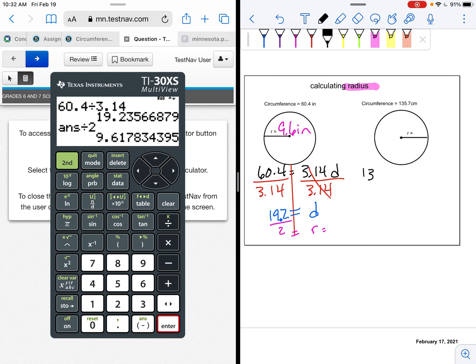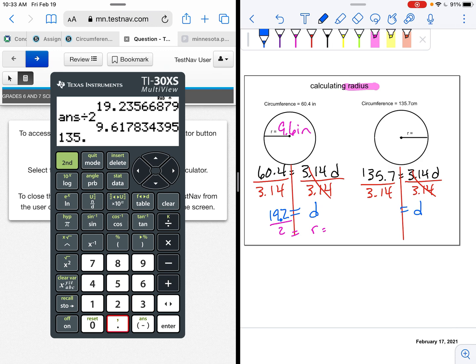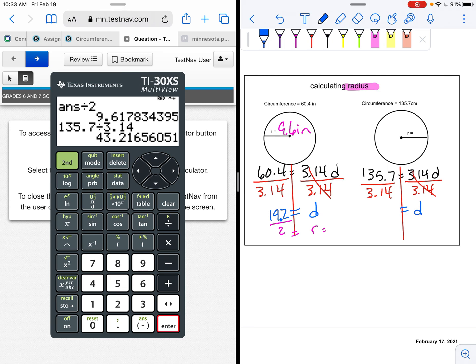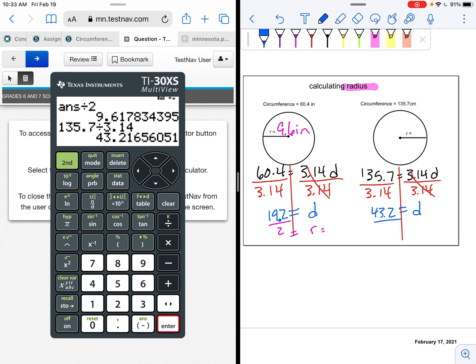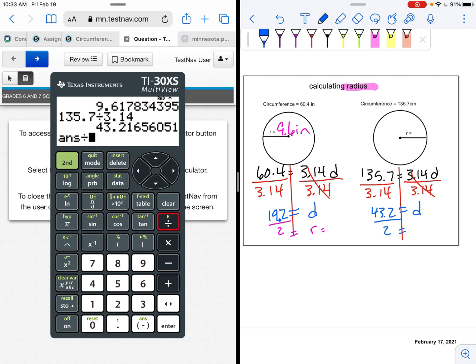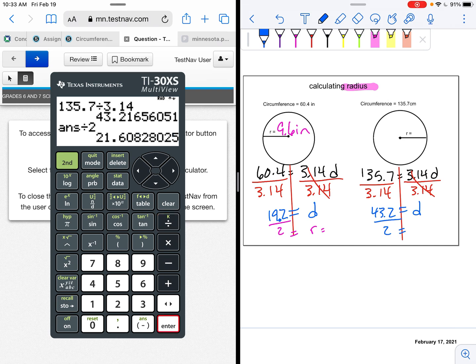So let's do that one more time. I know my circumference is 135.7, and that's equal to pi times diameter. And again, once I find my diameter, I know my radius because it's just going to be half of it. So I'm going to divide that out to find my diameter. I'm going to take 135.7, divide it by 3.14, and I'm going to end up with 43.2, and then I'm going to divide that by 2. And that leaves me with my radius as 21.6 centimeters.